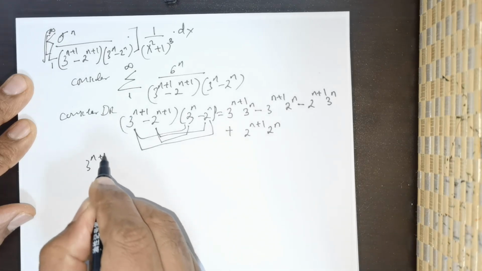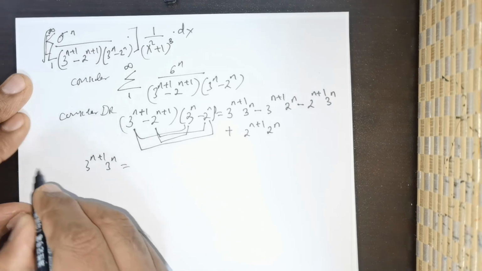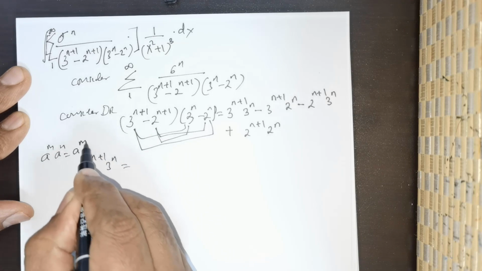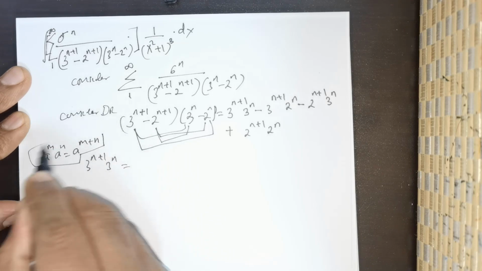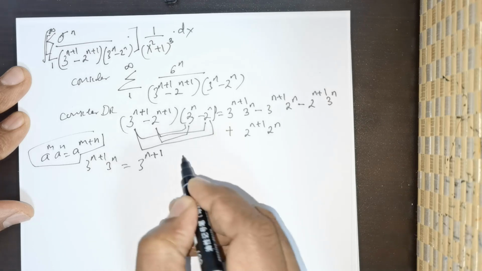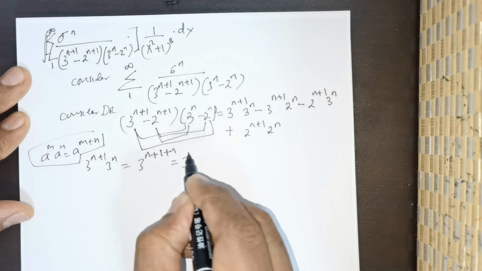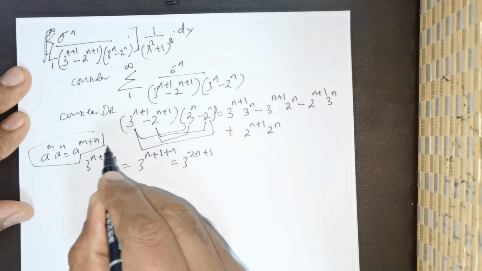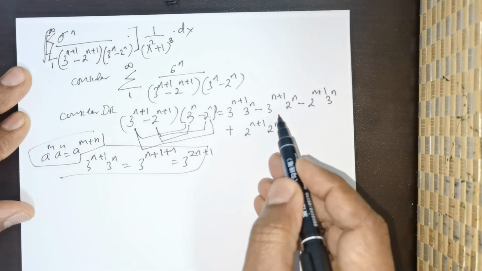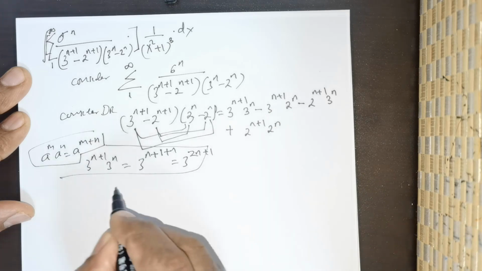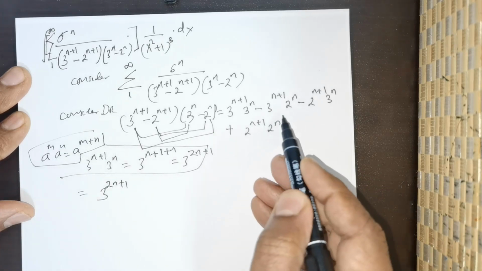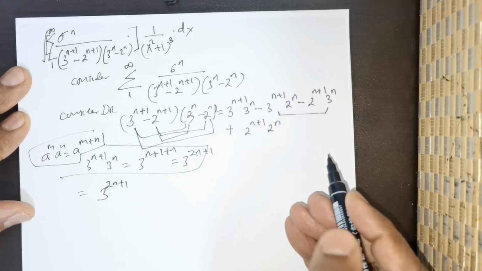Now 3^(n+1) times 3^n is similar to a^m times a^n, which can be rewritten as a^(m+n). So that would mean this is going to be 3^(n+1+n), which is nothing but 3^(2n+1). So having got that, let me also rewrite this: this is equal to 3^(2n+1). I have to evaluate this quantity.